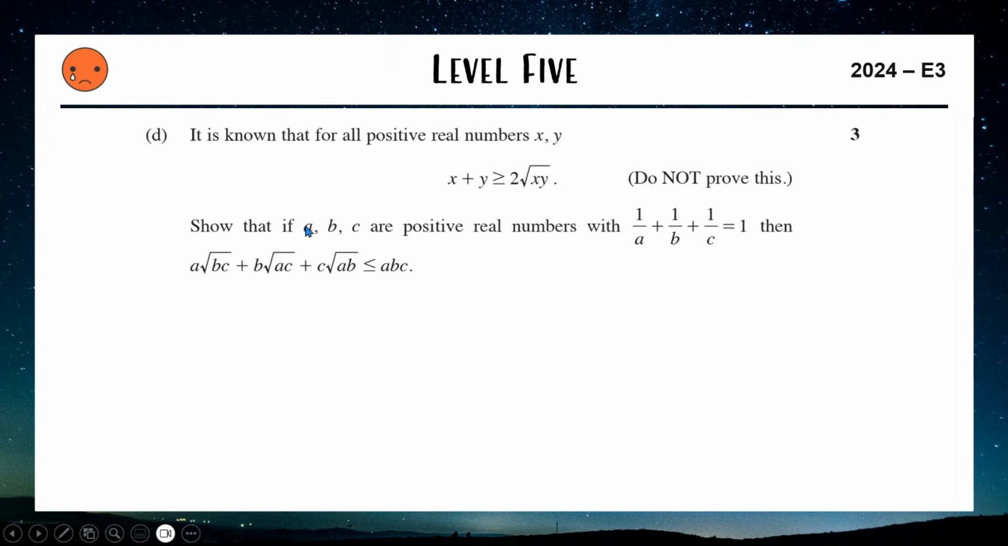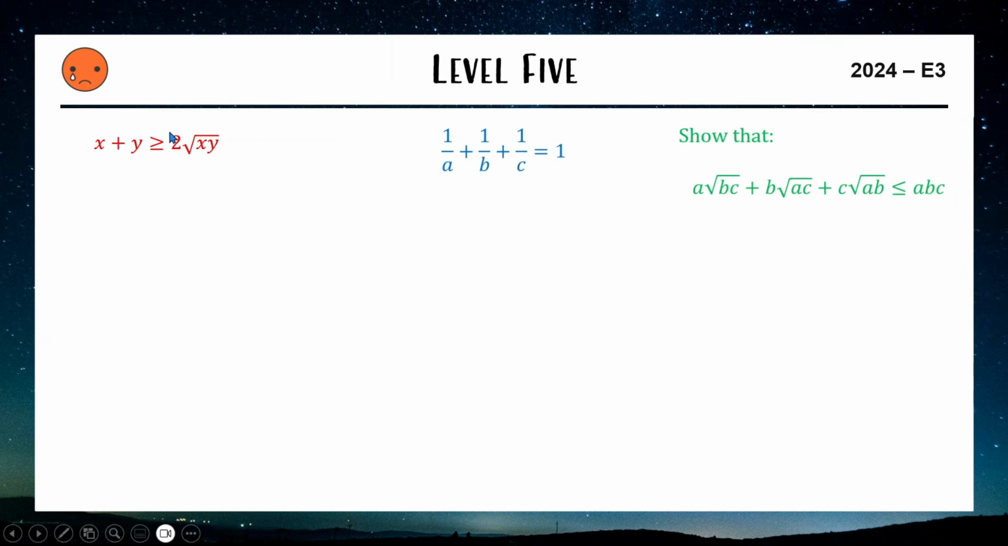We have that if a, b, and c are positive real numbers where the sum of their reciprocals is equal to 1, then we need to prove this expression here, which frankly looks like a bit of a mess. So we have 3 things here. We have 2 things provided to us from the question, and we have 1 thing that we're trying to show for 3 marks. So let's make a bit of space. We have the do not prove this, and this is some info, and we're trying to show that this green thing here.